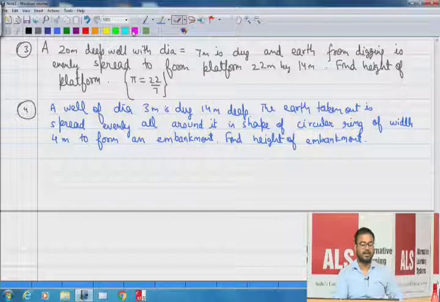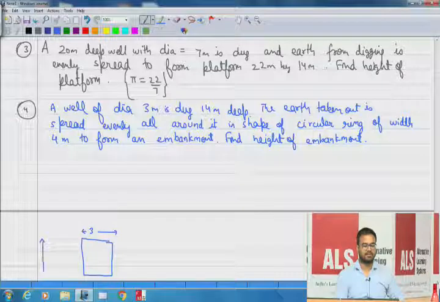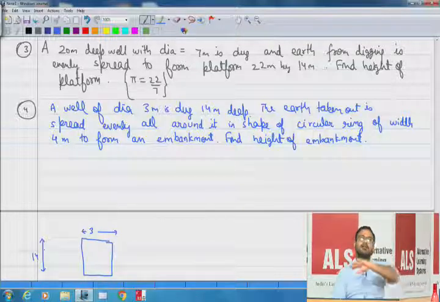Now let me draw you the diagram. From the diagram it will be clear. Suppose this is the well. It is like this. The diameter is 3 meter and the depth is 14. When the earth is taken out of the well, it is spread evenly all around it in the shape of a circular ring. So it is spread like this.